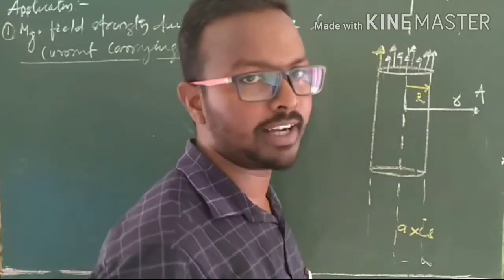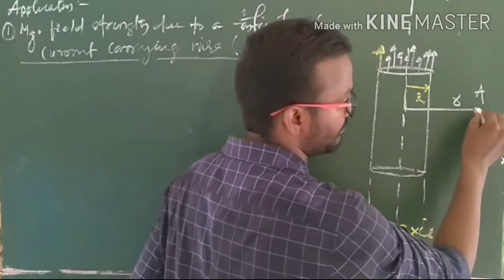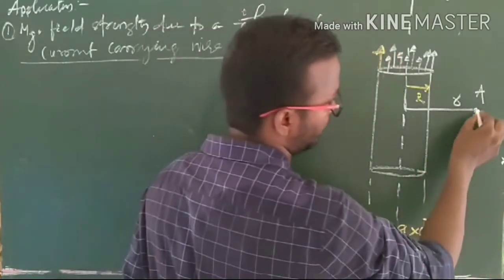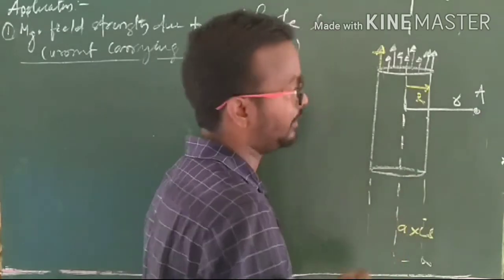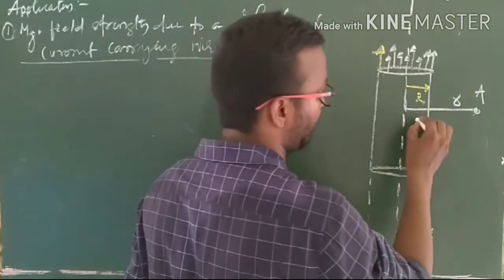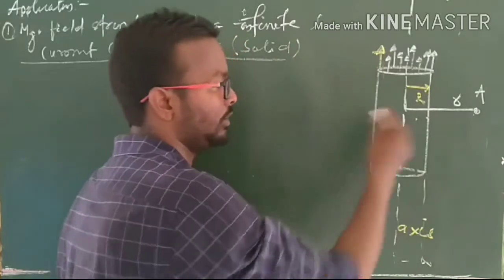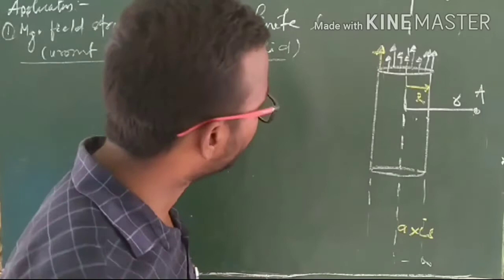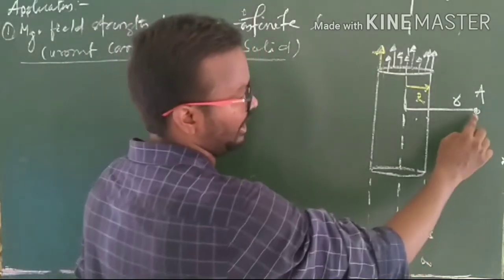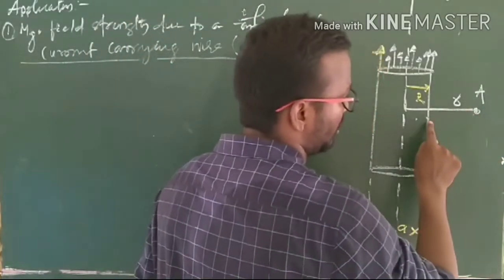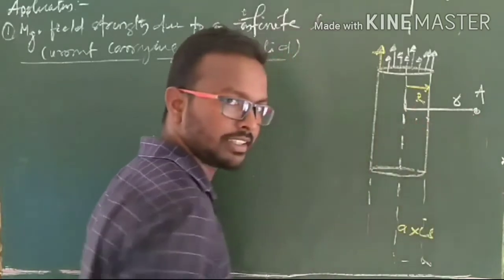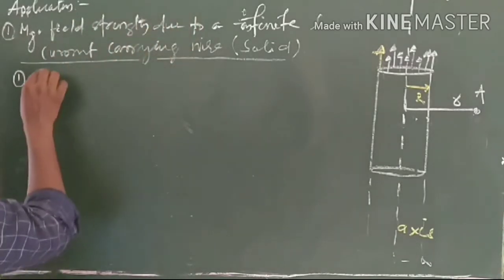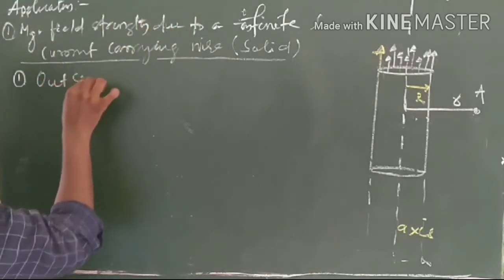Clear? We have to find the magnetic field strength at point A, which is outside the cylinder. Second, we have to find the magnetic field on the surface of the cylinder. And third, we have to find the magnetic field within the cylinder. So we have to find the magnetic field at three points: outside the surface, on the surface, and within the surface. Clear? So first we will go for the magnetic field at an outside point.